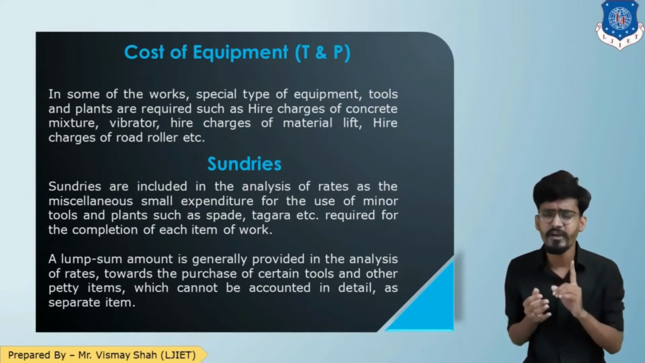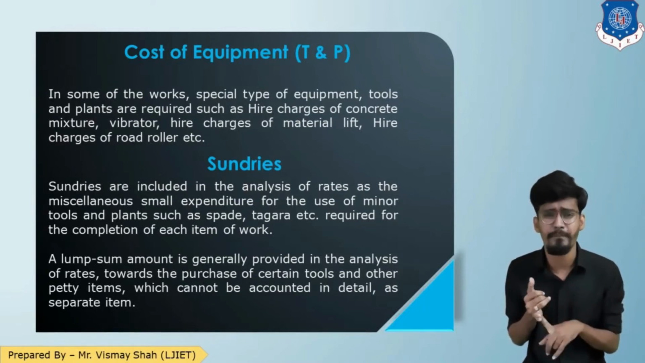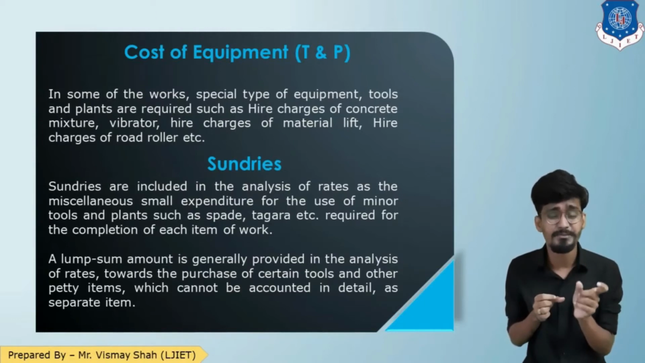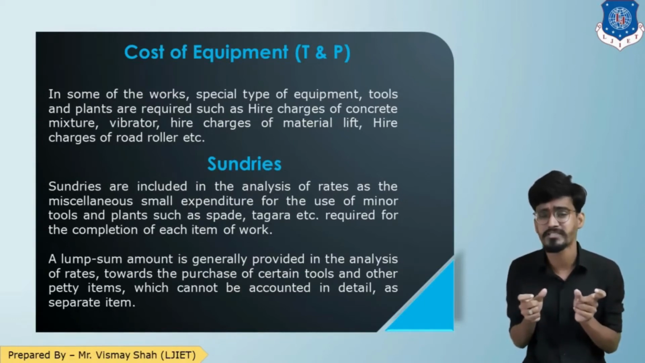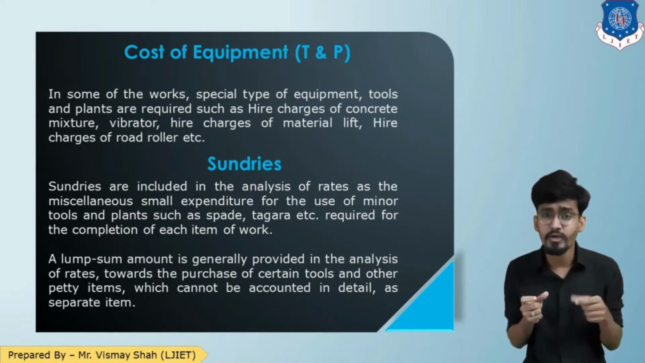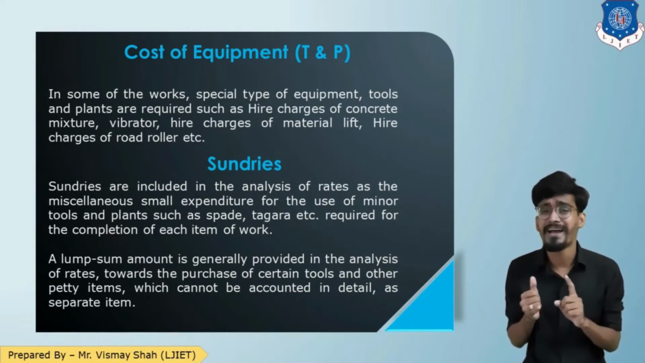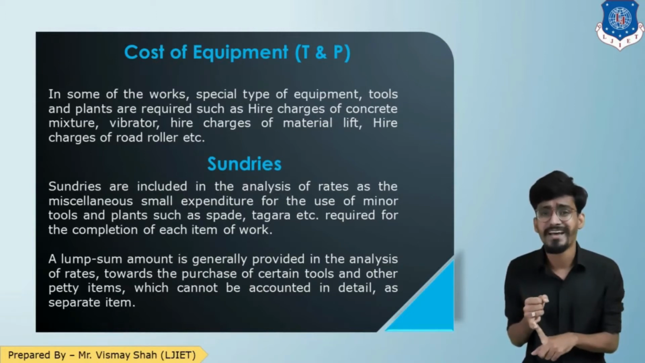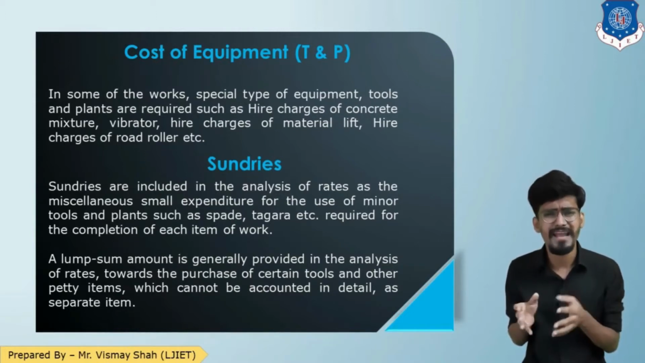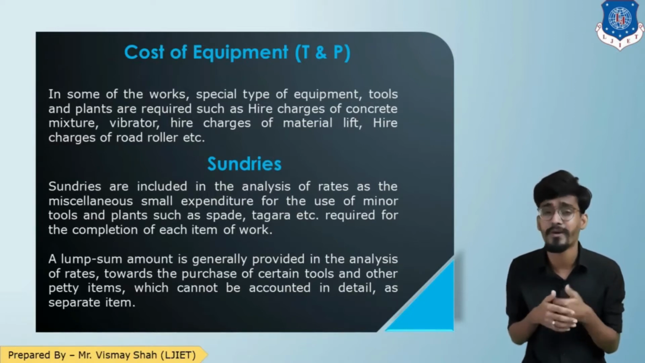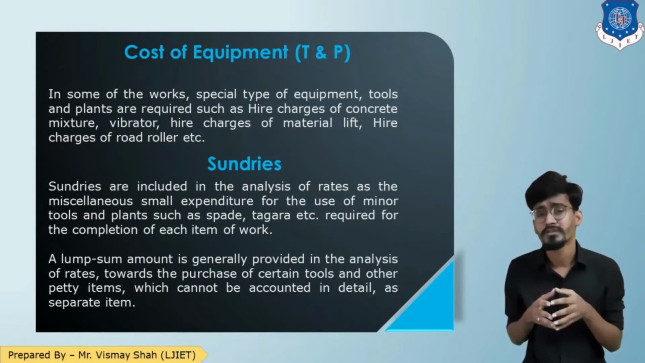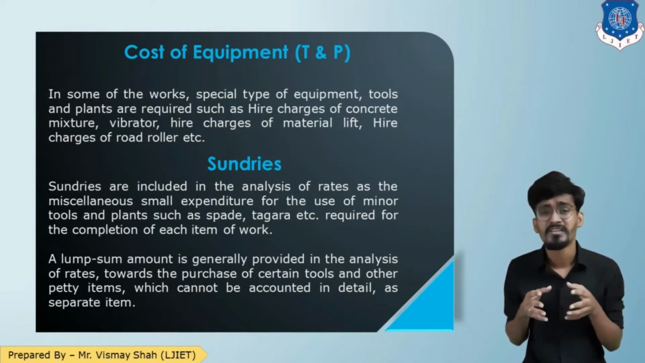Students, we have just completed the cost of equipment. Now what is the difference between equipment and minor tools and plant? Equipments are the major tools which require electricity or fuel for their running. And the minor tools and plant are such as tagara, pavda, etc., which do not require any electricity or fuel. So that is considered under sundries.